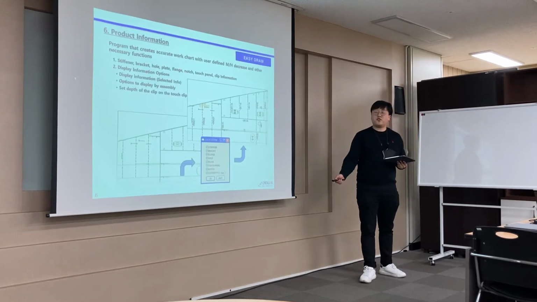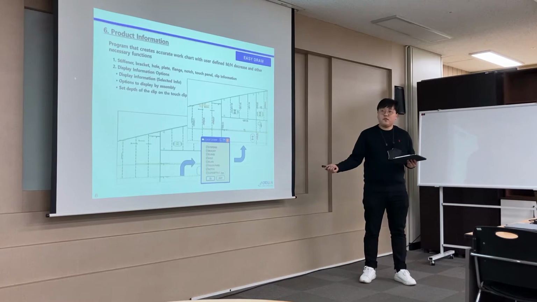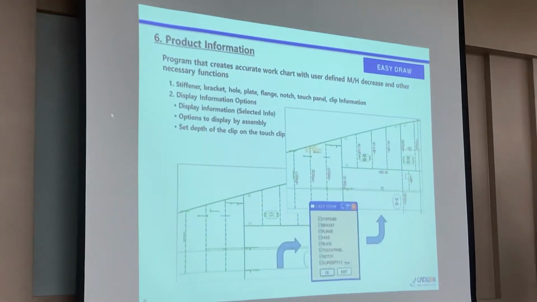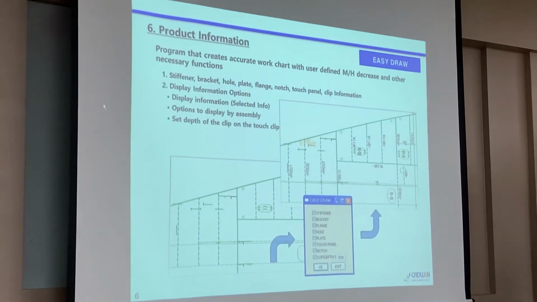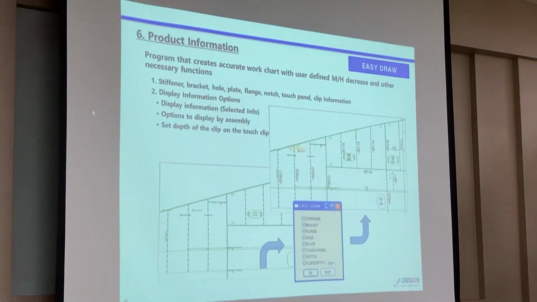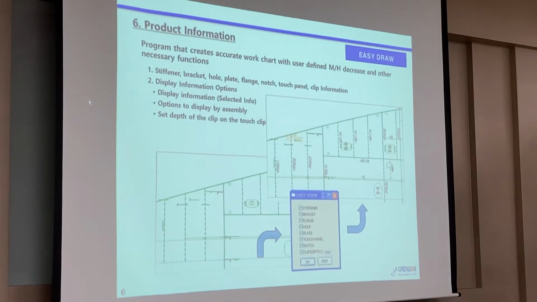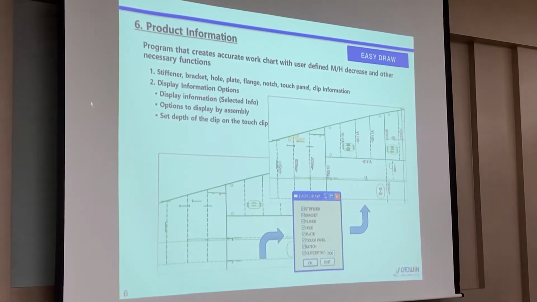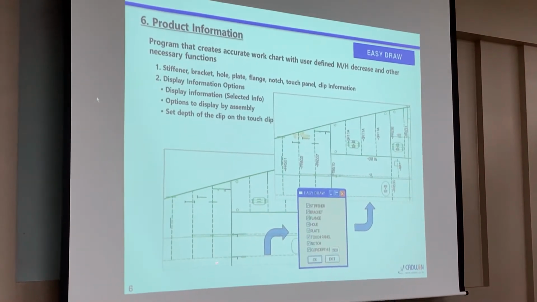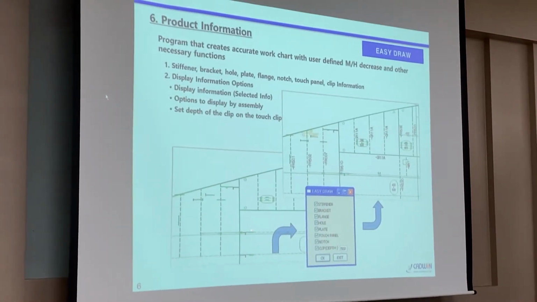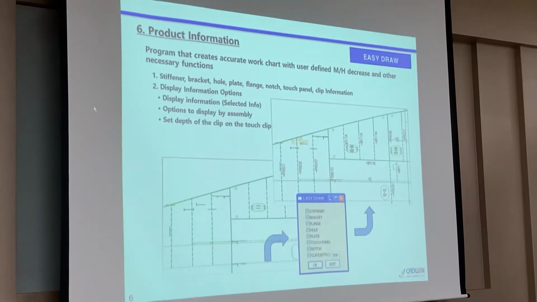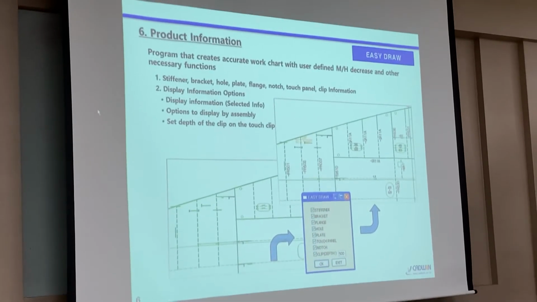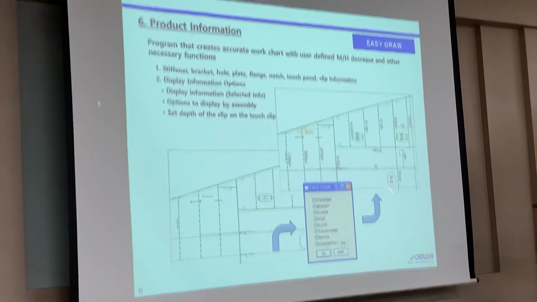Now I'm going to introduce the brief product information. First is EasyDraw. EasyDraw is a program that accurately works charts with user-defined settings and decreases work times, along with other necessary functions. On the bottom, you can see that there is no information displayed, but with our select information display, we can select information and display it accordingly.